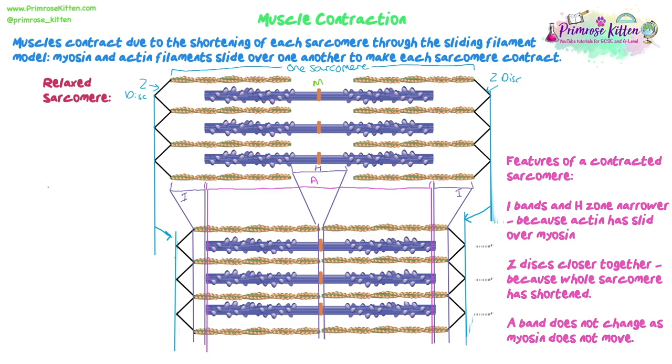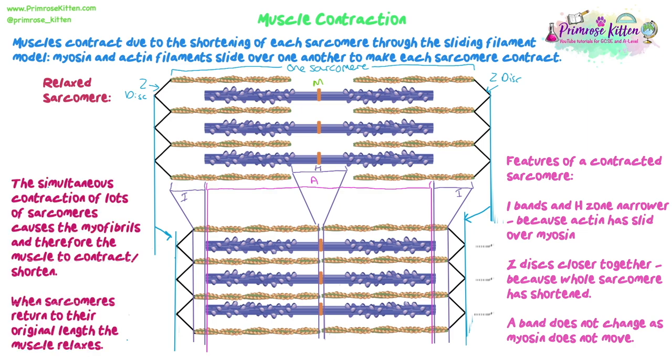And although the actin have moved, the myosin has not moved. So where the actin and myosin are crossing over is staying the same. So the A band does not change because the myosin does not move in this sliding filament theory. Only the actin slides over the myosin.